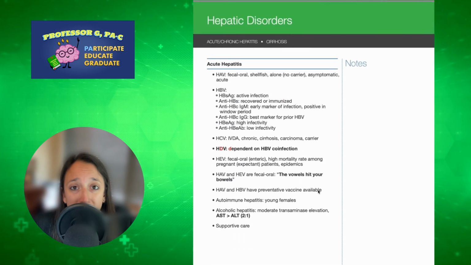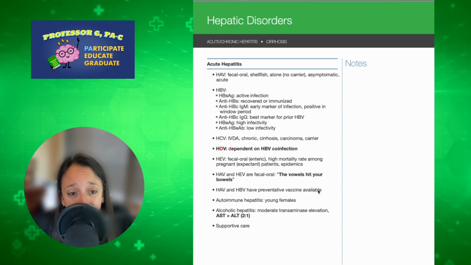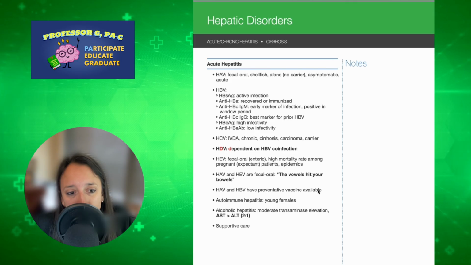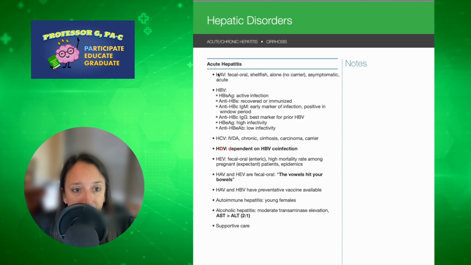All right, moving on to hepatic disorders. So acute hepatitis. I think students have a lot of trouble with hepatitis, but really let's see if we can break it down to what we actually need to know. So acute hepatitis has multiple different forms. We need to be familiar with all of them. We have hepatitis A, B, C, D, E, and those are the ones that we see here.